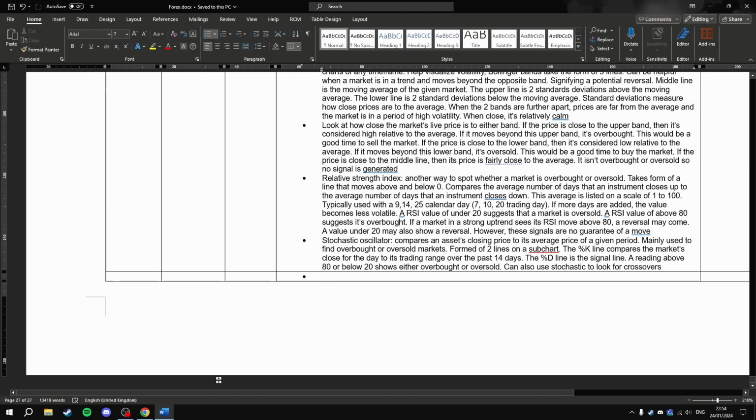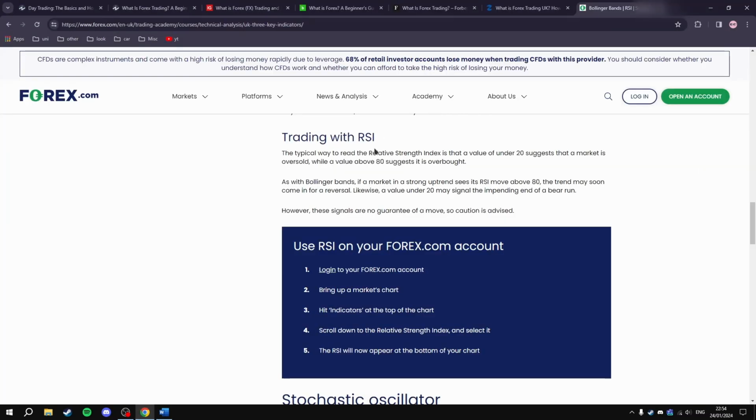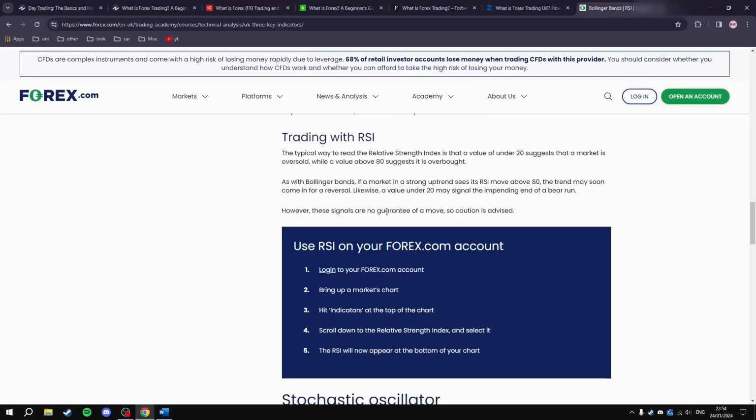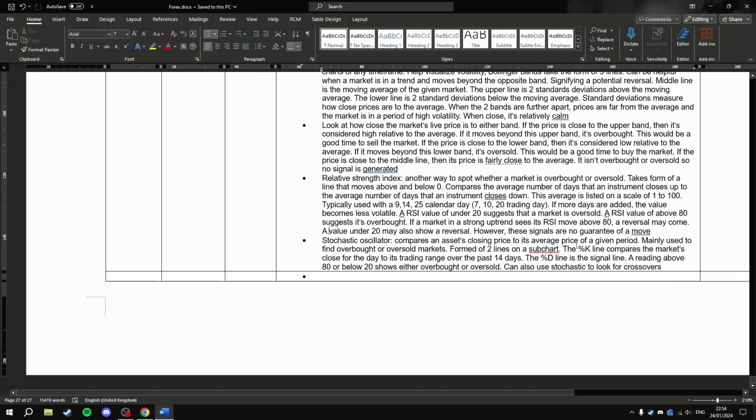As with Bollinger Bands, if a market in a strong uptrend sees its RSI move above 80, the trend may soon come in for a reversal. Likewise, a value under 20 may signal the impending end of a bear run. However, these signals are no guarantee of a move, so caution is advised.